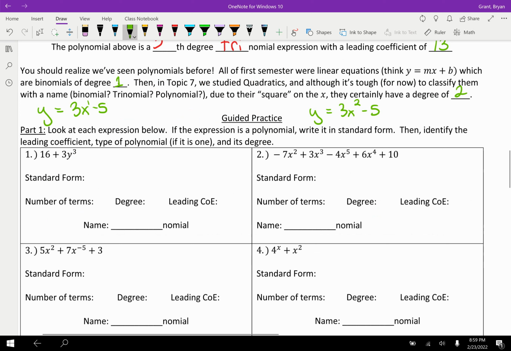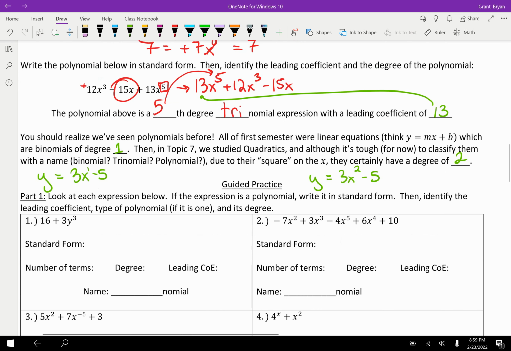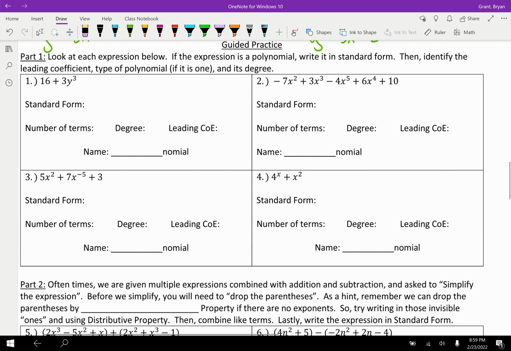All right, let's go ahead and try a little bit of practice here. There are 4 practice problems, and your goal for each of them is to write them in standard form. Then identify the number of terms, the degree, and the leading coefficient, and you can always look back to the example up above. Last but not least, you have to classify it with a name. As a heads up, some of these might not be polynomials. They might try and trick you. If they're not, give it your best shot for standard form and how to name it, and then we'll go over them in just a bit.